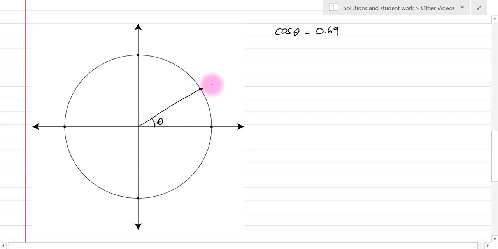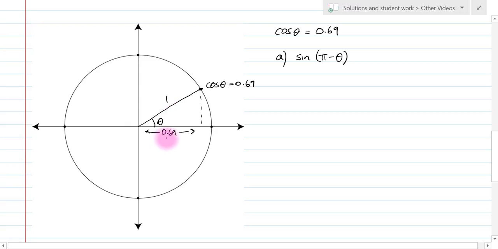And so cos of theta equals 0.69. And remember, with cos, that means that this length here is 0.69. And that's a representation. It's not overly important for us solving these questions coming up. So question A. If cos of theta equals 0.69, what is the value of sine of pi minus theta? So here's a nice question.